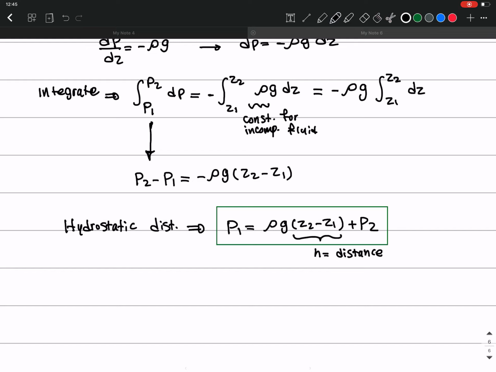So what we see here is a very interesting point, and that is pressure varies linearly. This is Z or H. This is not Z squared. This is Z, so this is a linear relationship. So pressure varies linearly with depth if we assume h is depth, so it's rho gh plus p2. So this h is linear. It's not h squared, it's not varying like that, with depth.